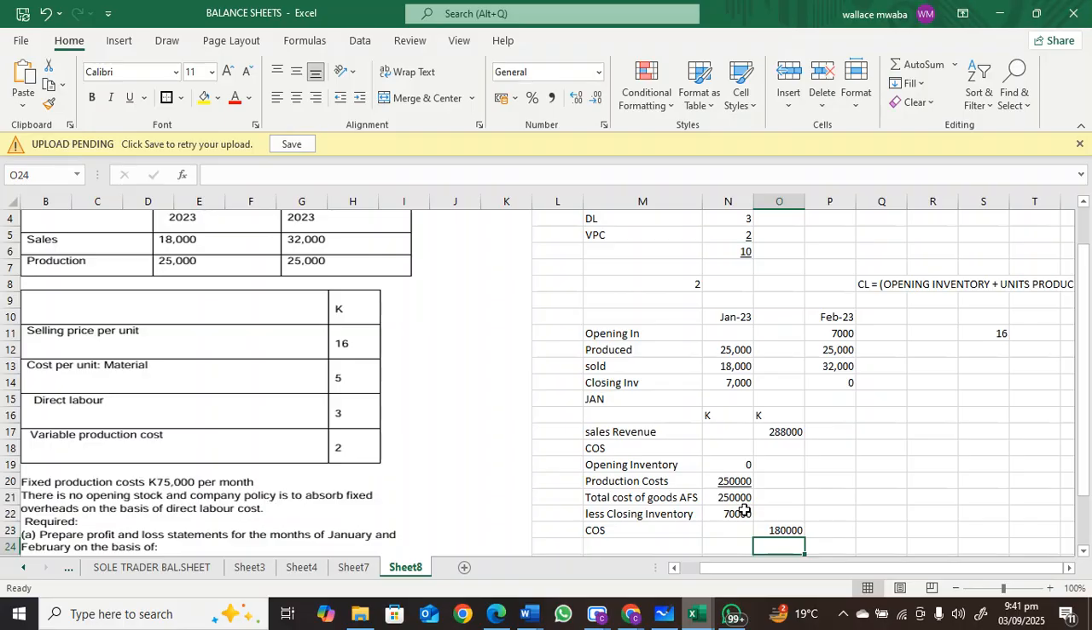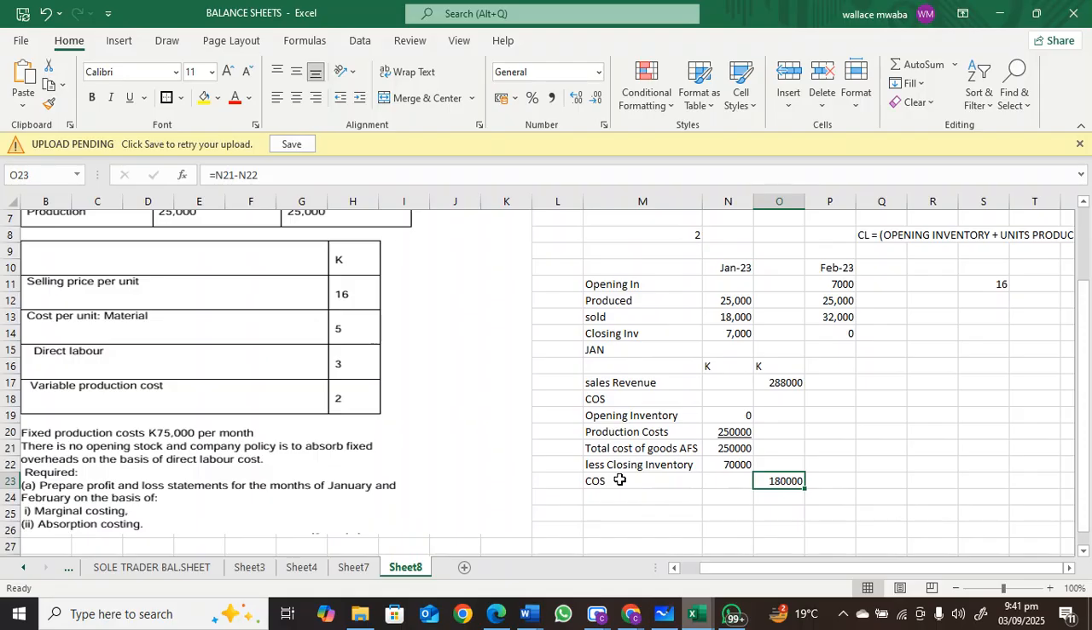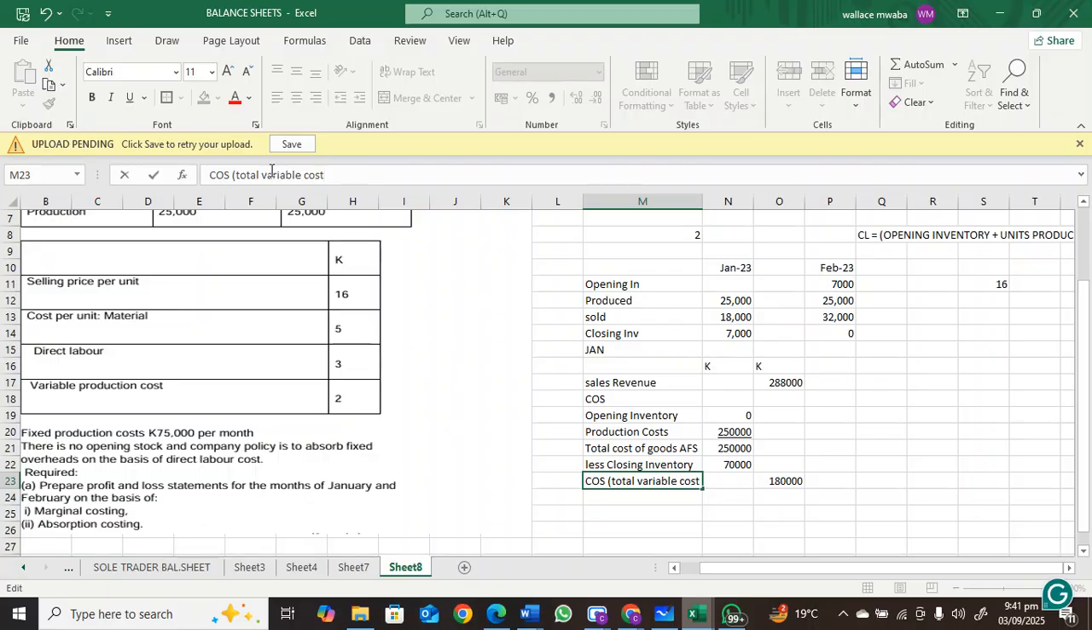And this total cost of goods sold is also, think of it as your total variable cost. Think of this also as your total variable cost. Let me actually put here, brackets total variable cost.